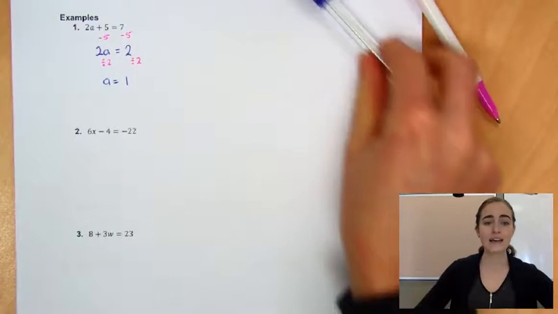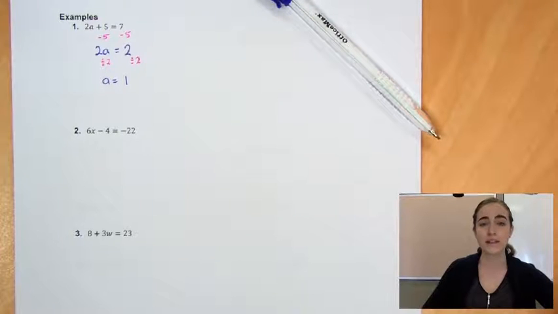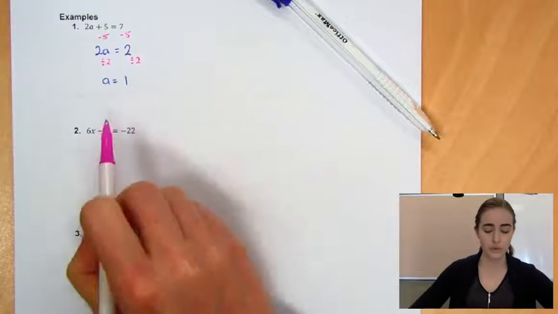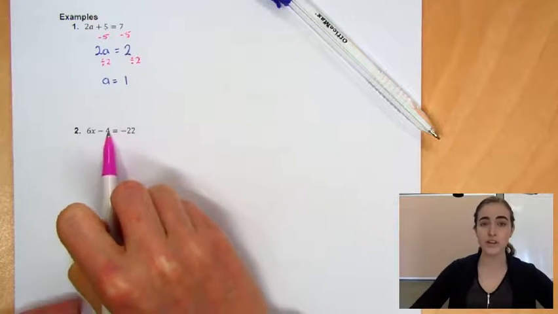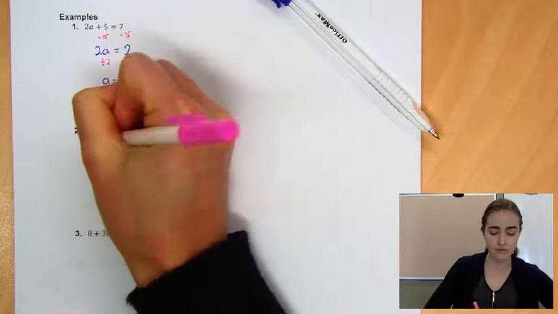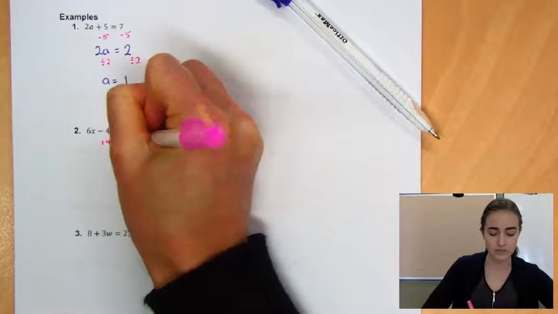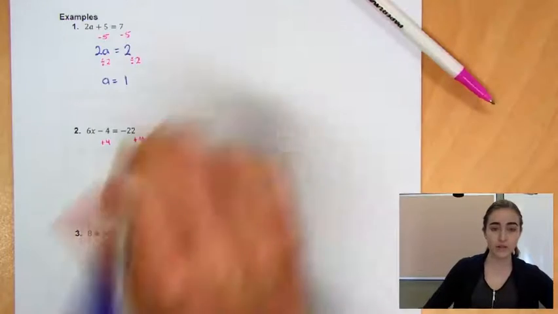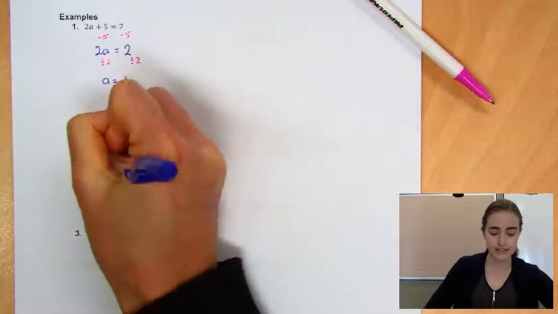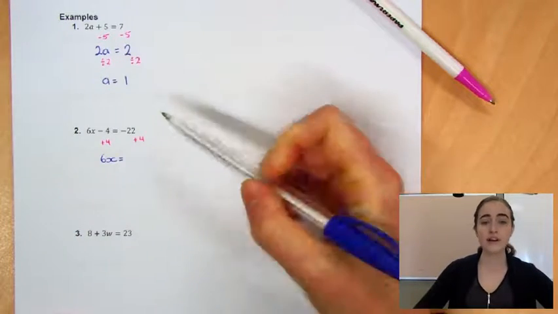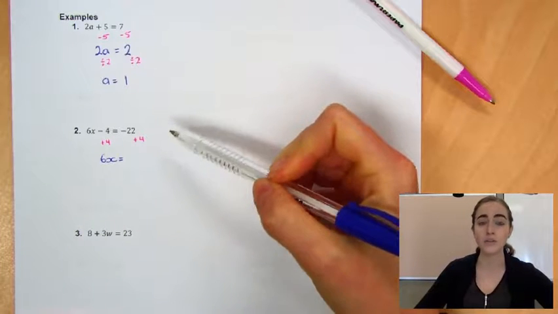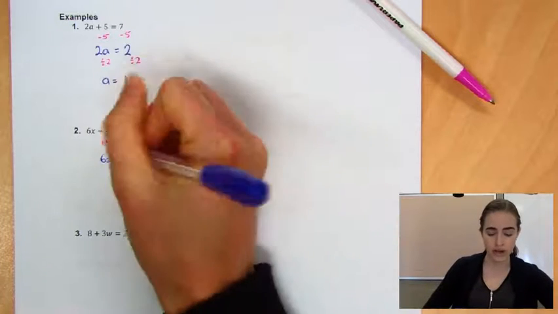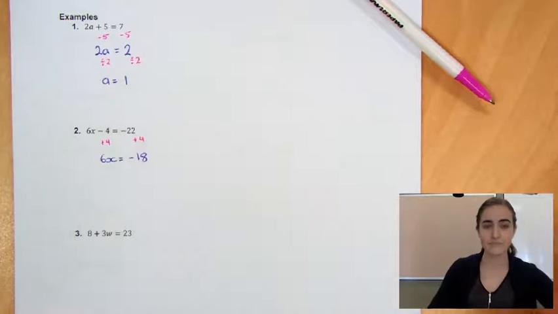So we've got 6x minus 4 equals minus 22. In this one, we're going to get rid of that minus 4 first. We're going to do that by adding 4 to both sides of the equation. On this side, that'll just leave us with our 6x. And on the right-hand side here, we've got minus 22 plus 4, which will give us minus 18.